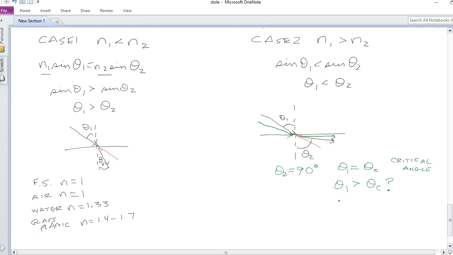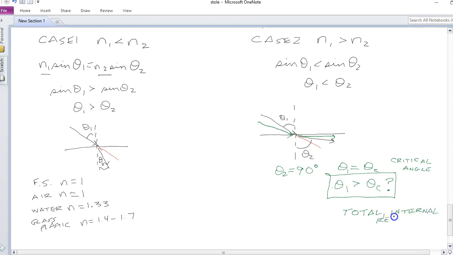So if you come into this interface with an angle of incidence that is greater than the critical angle, none of the light is transmitted. The math tells you that sine theta 2 is greater than 1. That can't be. All the light is, if it's not transmitted, what happens to it? It reflects. So all that light energy reflects, and this is given the cool name of total internal reflection.